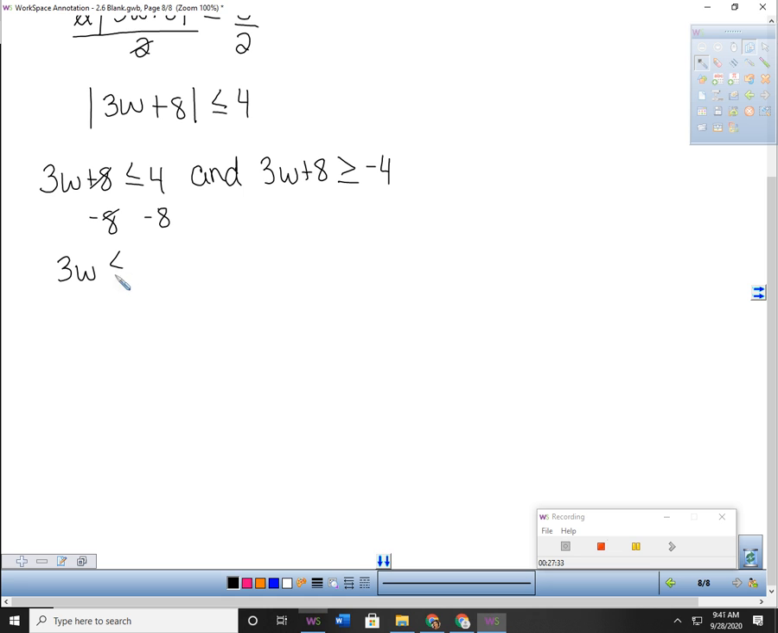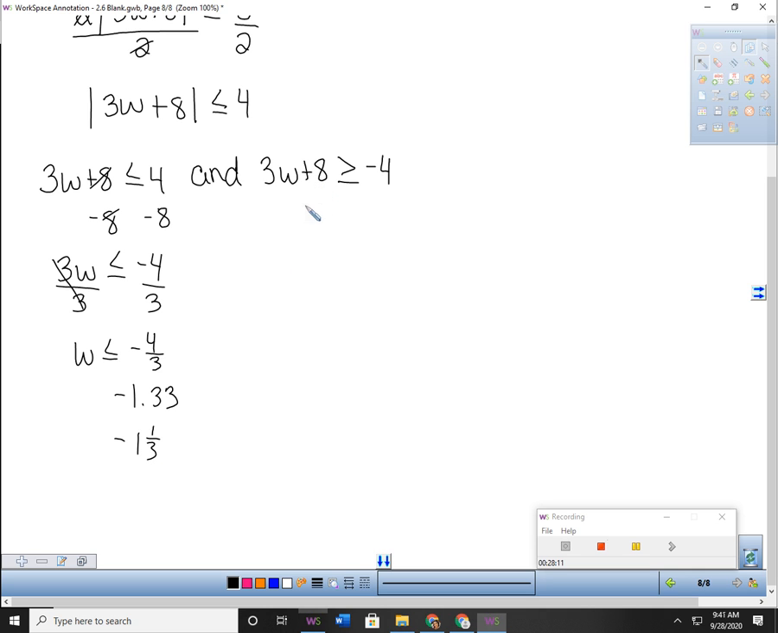So 3w is less than or equal to negative 4, then divide by 3, and w is less than or equal to negative 4/3, which as decimal is 3 goes into 4 one time, so negative 1.3333. You have 1 left. Your calculator will give that to you though, if you want it in a decimal. Or if you wanted it in a mixed number, that'd be fine too. I want my answer like this, but this is just for you, okay? So that'd be negative 1 1/3.